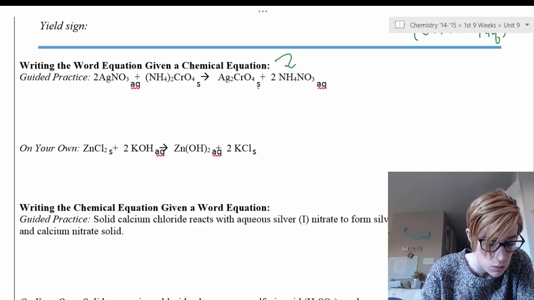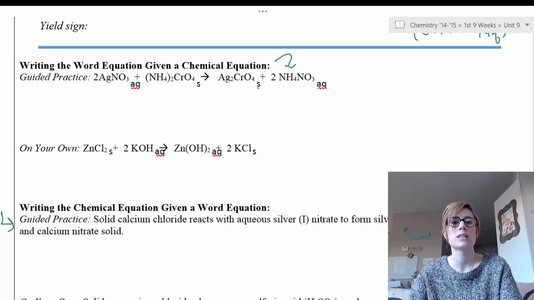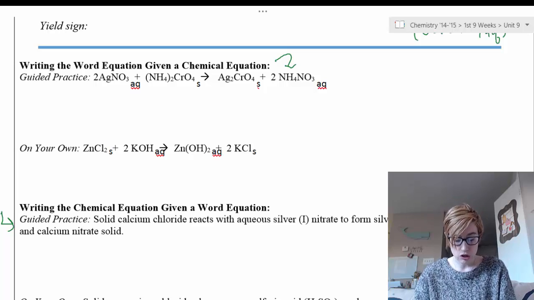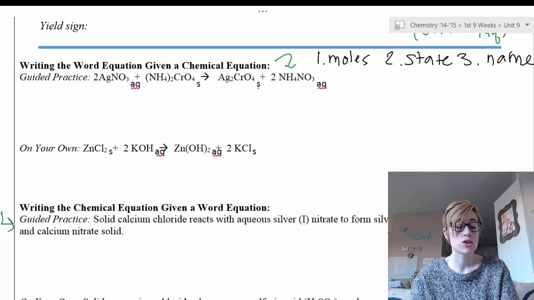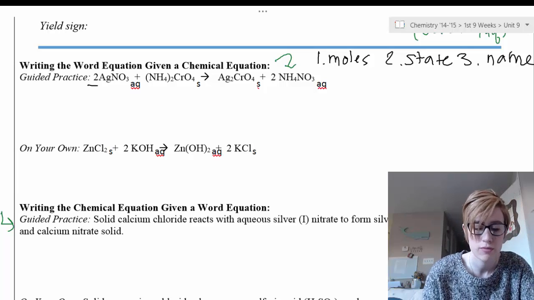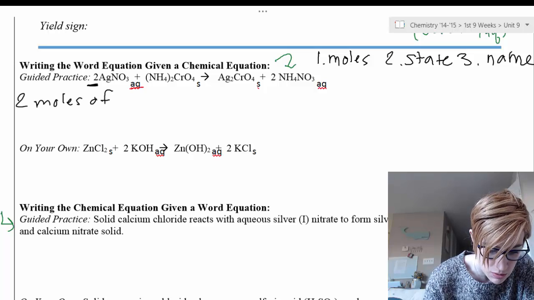A word equation is one like down here, where we actually use real words to explain what's happening in a chemical equation. So in a word equation, there's a few things that you need to remember when you're writing it out. It's 2 moles of silver nitrate. The 2 is going to stand for the number of moles. So here I write 2 moles of.